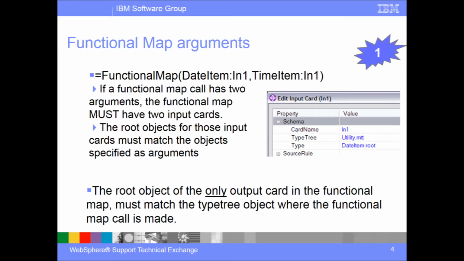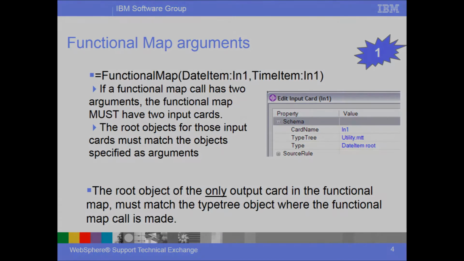As you will probably know, all functional maps have only one output card. The root object of the only output card in the functional map must match the type tree object where the functional map call is made. Let's see that in the map designer.